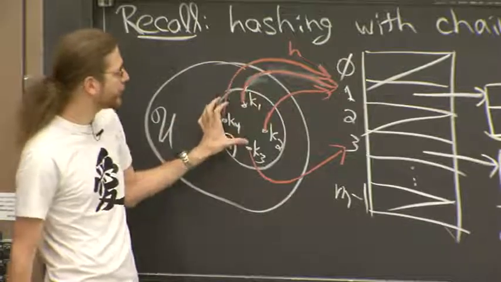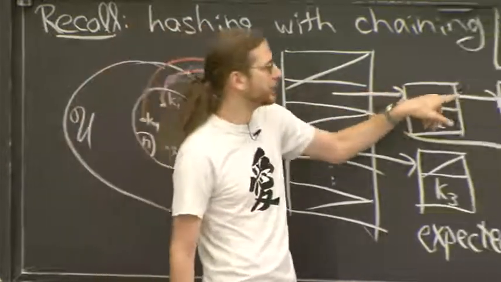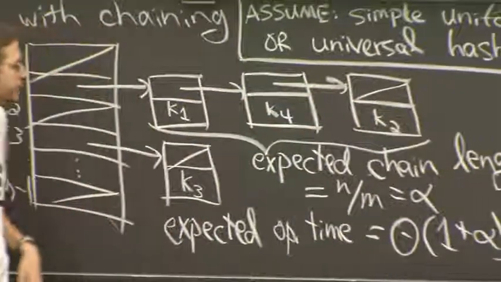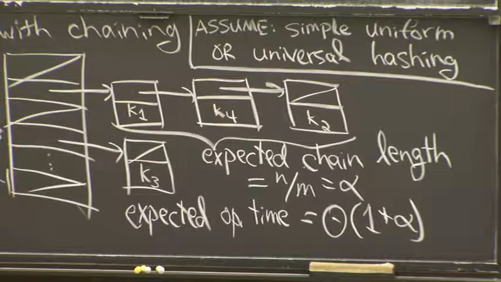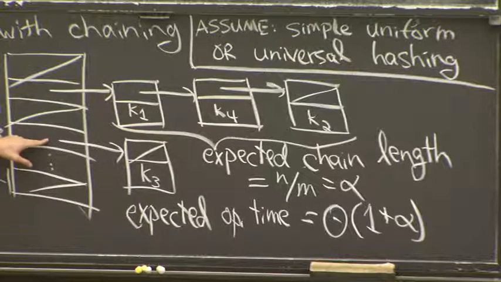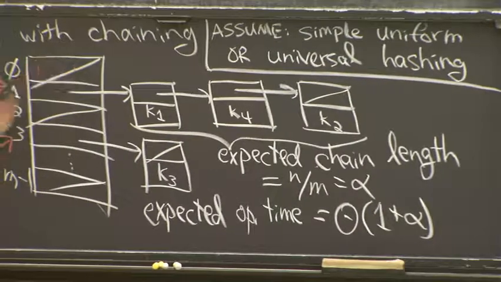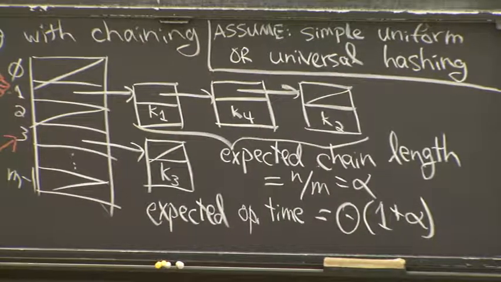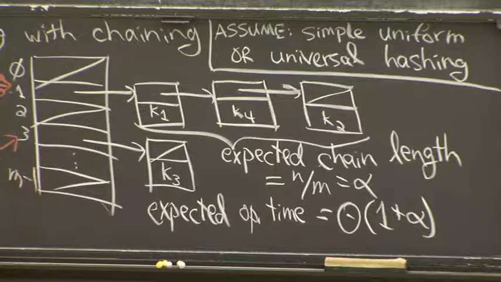And so here I have a three-way collision. These three keys all map to 1. And so I store a linked list of K1, K4, and K2. They're in no particular order. That's the point of that picture. Here K3 happens to map to its own slot. And the other slots are empty, so they just have a null saying there's an empty linked list there. Okay, total size of this structure is n plus m.